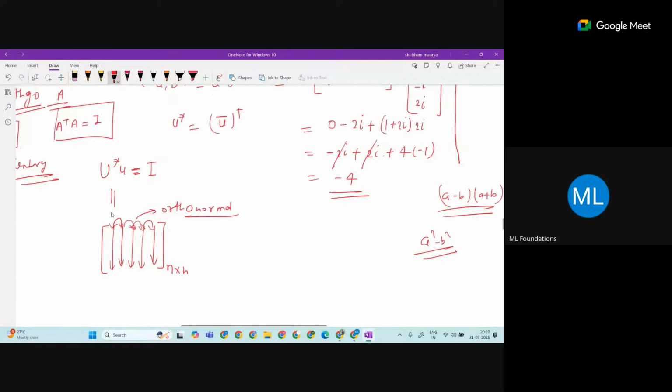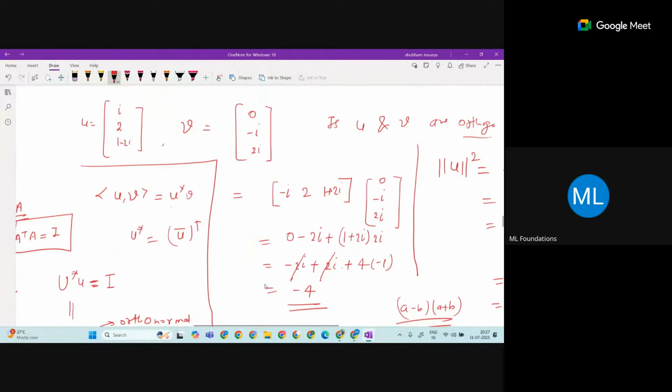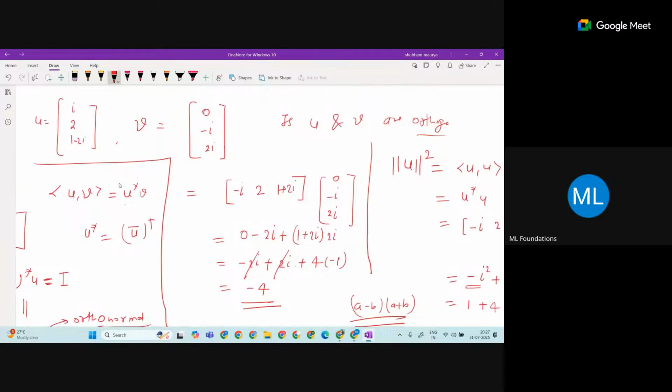So if you are done with this, then there will be no problem for you. If you are very clear on doing the inner product in complex numbers, it is easy. You just need to remember this one: the inner product of U and V is nothing but U star V. If you always remember it, there is no issue. Some calculation would be there, but you can calculate easily.